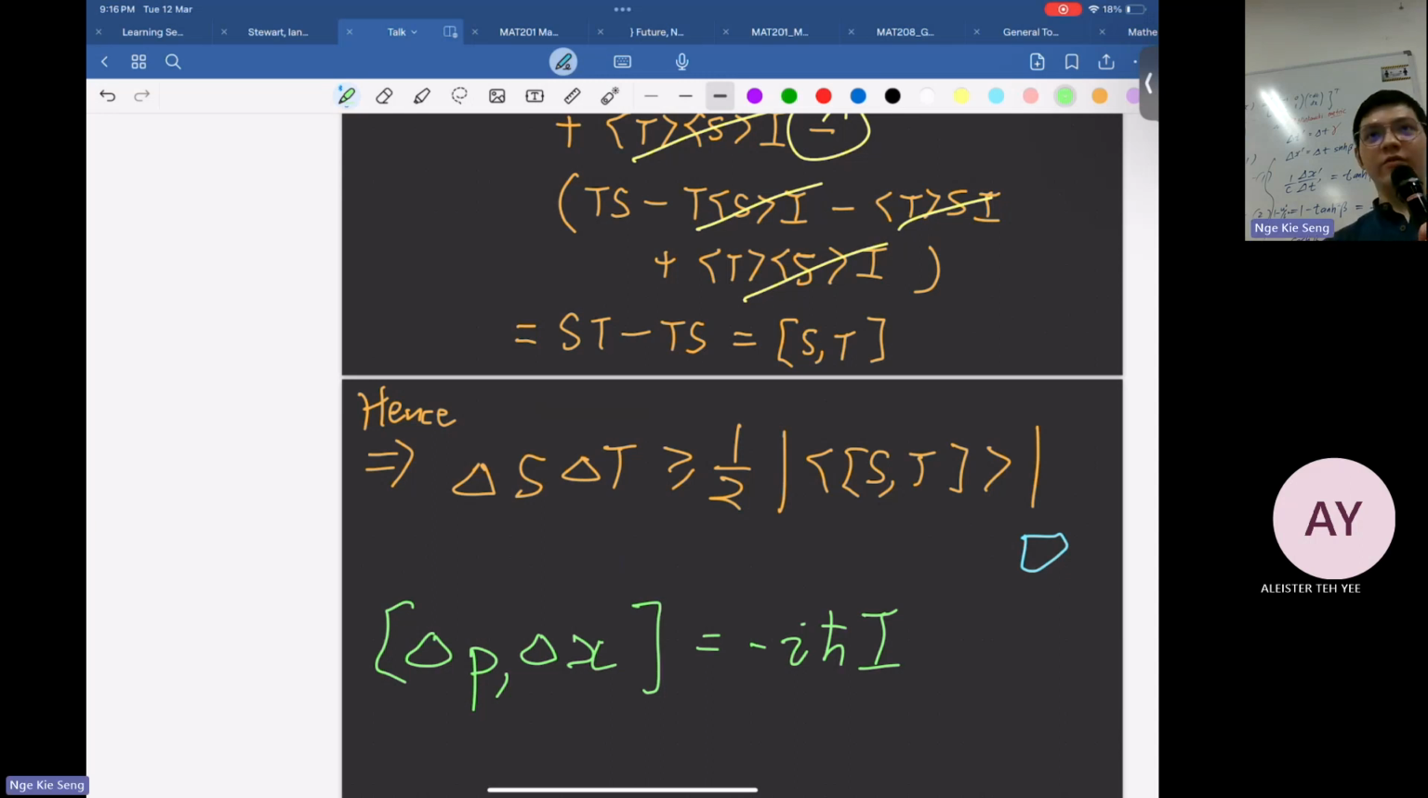So any questions before we break or not? The moral of the story is that this uncertainty depends on the commutator of your operators.